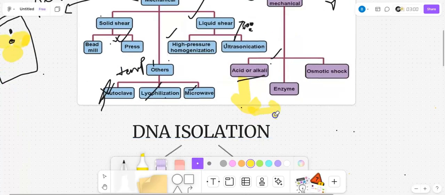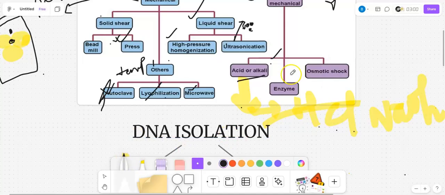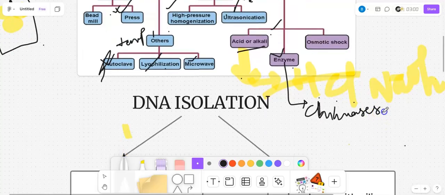This can involve a highly acidic substance like HCl or a highly alkaline one like NaOH. So HCl or NaOH are both good for disrupting the cell. And there are enzyme techniques. What are the enzymes? Enzymes like chitinases. We know that chitinases are enzymes that can break the cell.